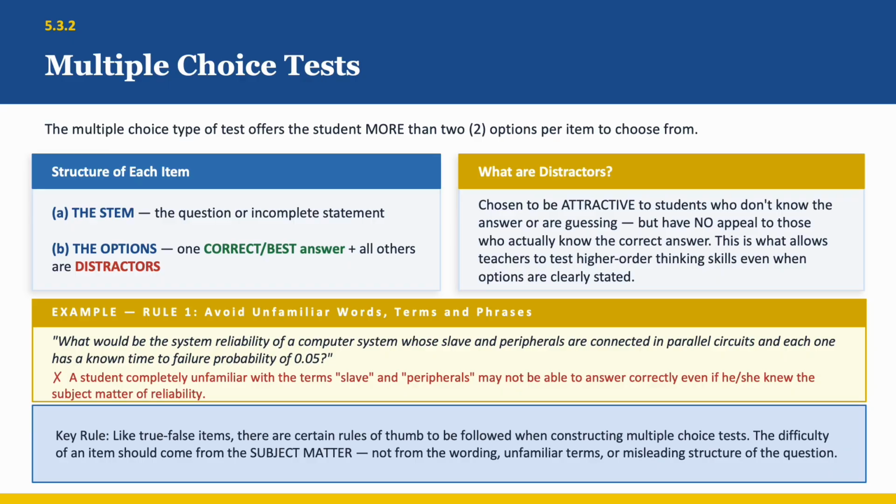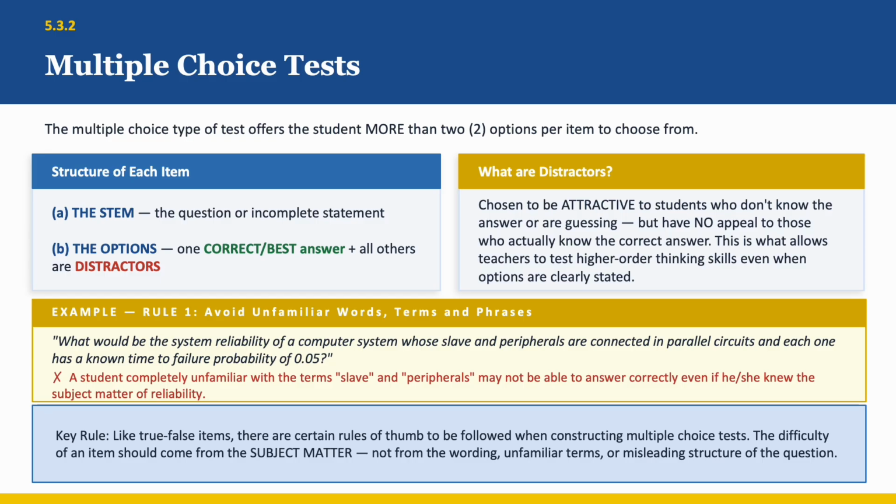So every multiple choice item has 2 key parts. First is the stem. This is the question or the incomplete statement. It's the part that sets up the problem. Second are the options, one of which is the correct or the best answer, and the rest are called distractors.